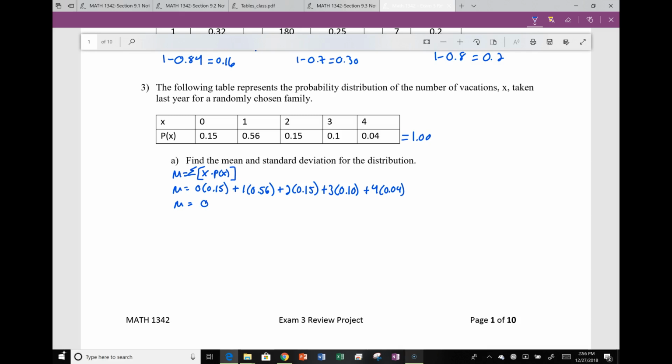So 0 times anything is 0. 1 times anything is itself. 2 times 0.15 is 0.30. 3 times 0.10 is a 0.30. And 4 times a 0.04 is a 0.16. Add these up, and we get 1.32. So the mean is 1.32 vacations.